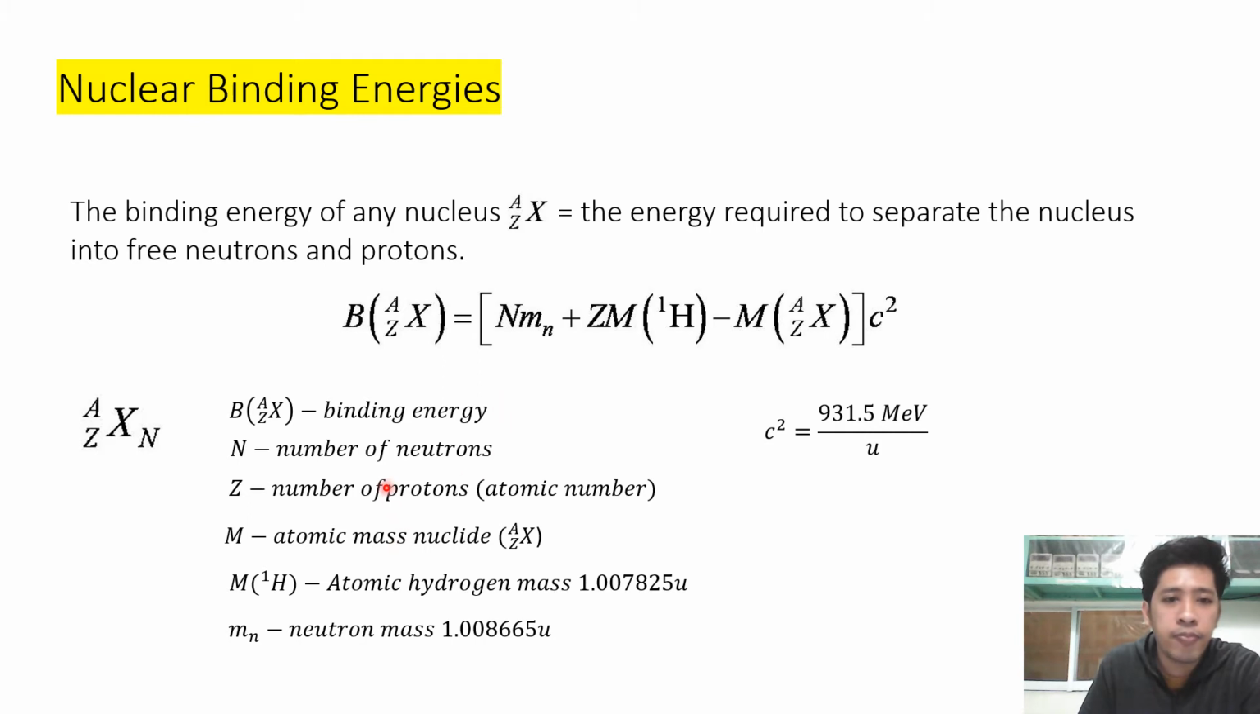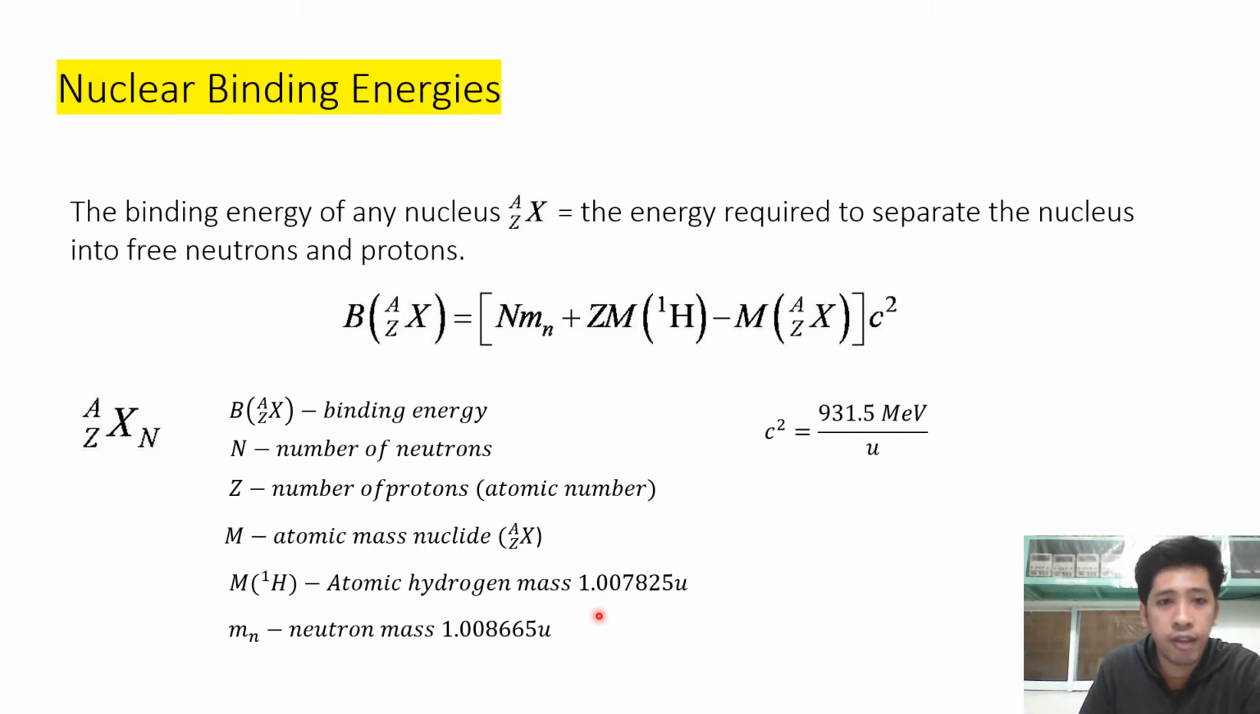Here your B is again your binding energy, your N is the number of neutrons, your Z is the number of protons, your atomic number, your M is the atomic mass of the nuclide, or the mass of your nuclide, and then your M 1H is the mass of your atomic hydrogen, which is equal to 1.007825 U, and then your Mn is the neutron mass of 1.008665 U. Just take note of these values here.